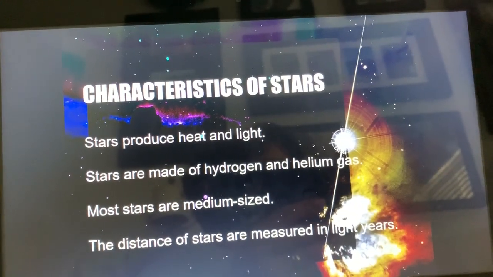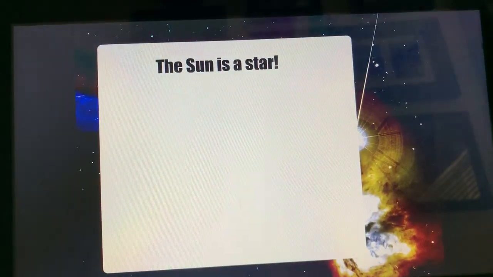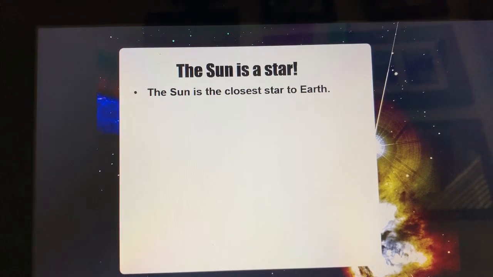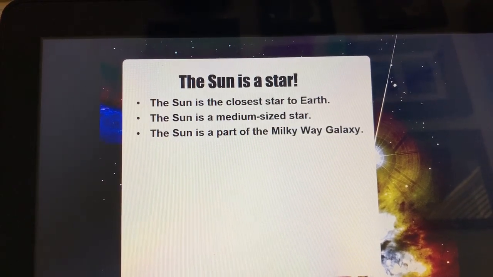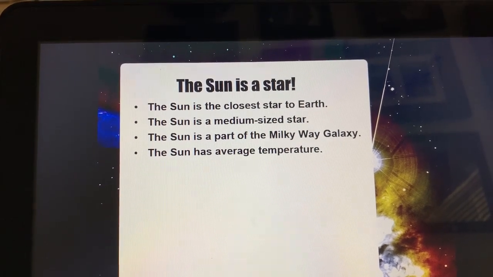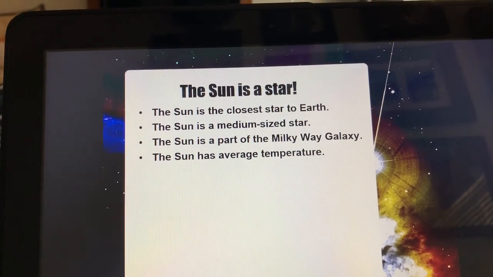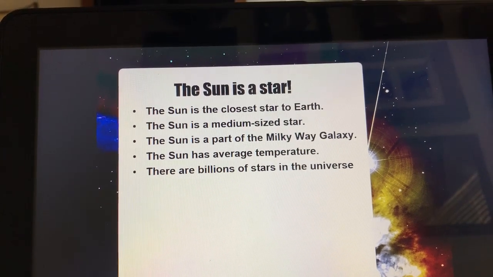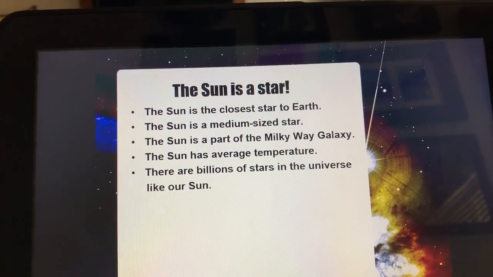For us, the Earth and the Sun belong in the Milky Way Galaxy. Okay? The Sun has average temperature. Even though it's very hot, the way we feel it, compared to other stars, it's not even as hot as they are. It is average temperatures, and there are billions of them in the universe.